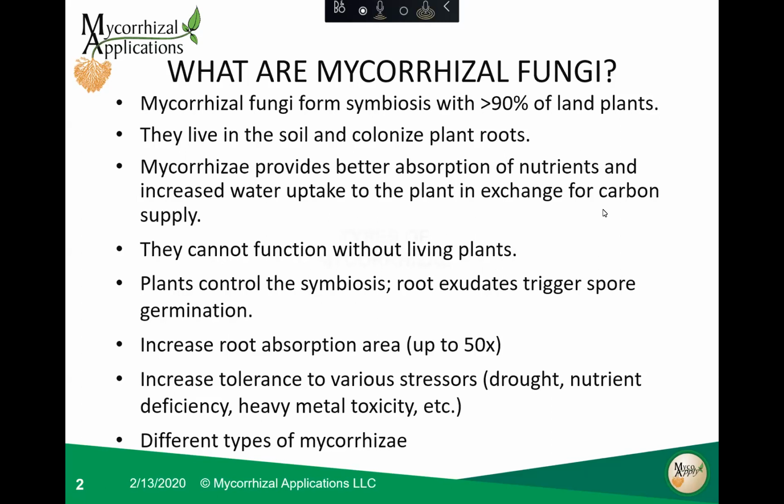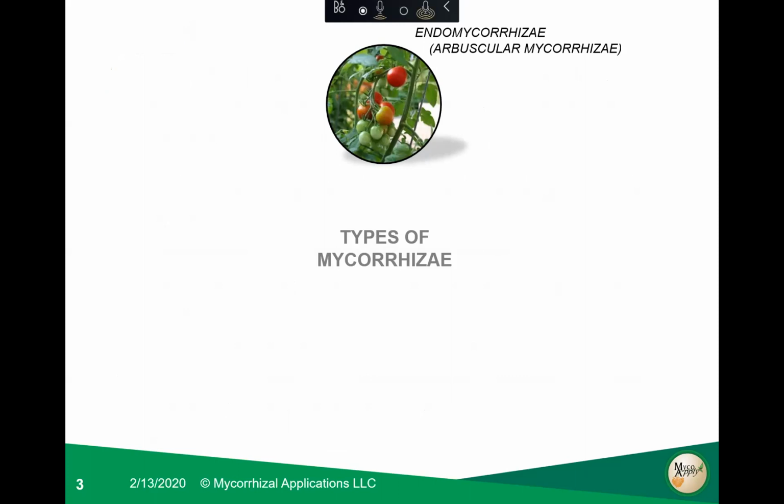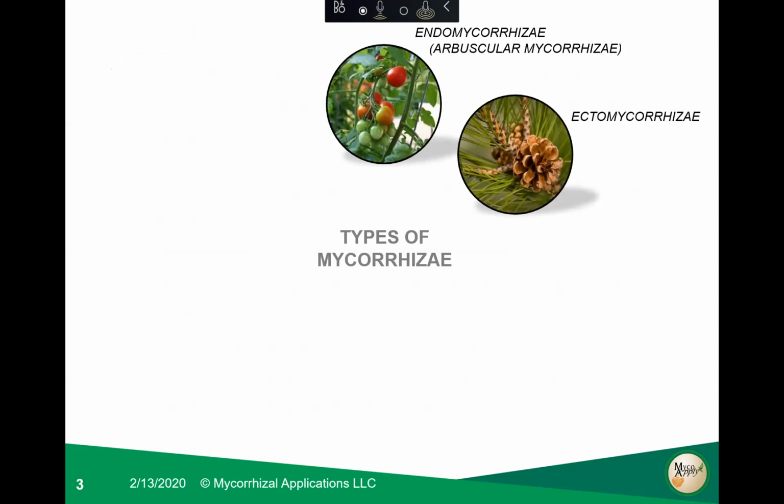If we move forward, there are multiple different types of mycorrhizae. Endomycorrhizae is the most common mycorrhizae. This one makes a connection with about 80% of plant species. The next one is ectomycorrhizae, probably the one that most people are more familiar with. Ectomycorrhizae actually form fruiting bodies, which are the mushrooms that you see and hear about. This particular mycorrhizae makes a connection with about 10% of species.